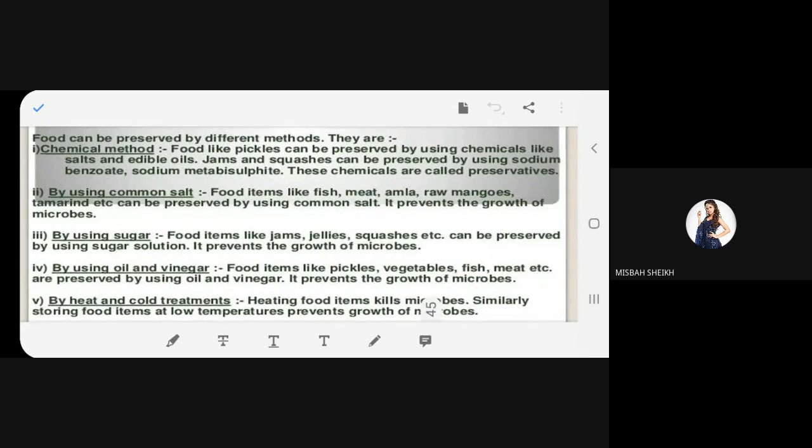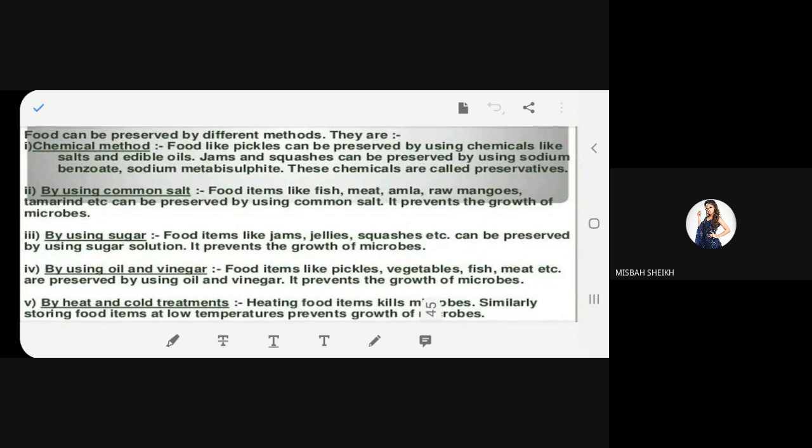Food can be preserved by different methods. Number one, chemical method. Food like pickles can be preserved by using chemicals like salts and edible oils. Jams and squashes can be preserved by using sodium benzoate and sodium metabisulfite. These chemicals are called preservatives.